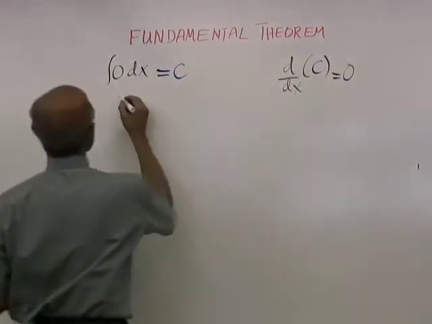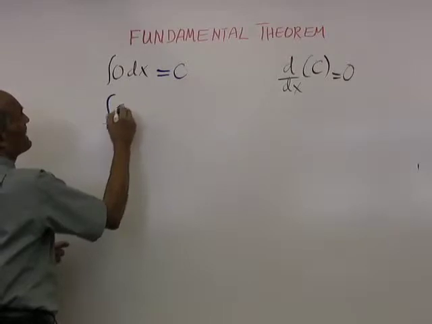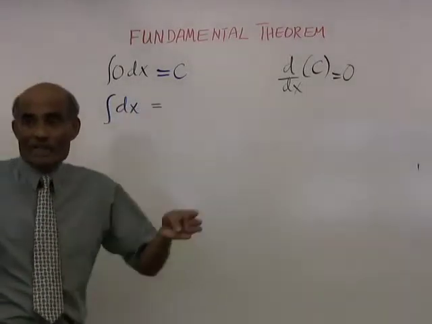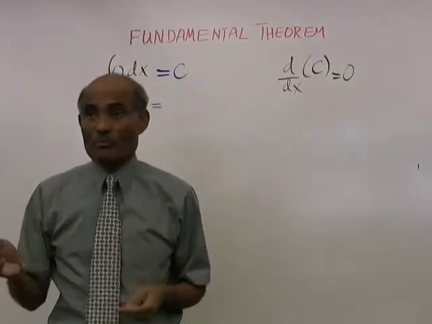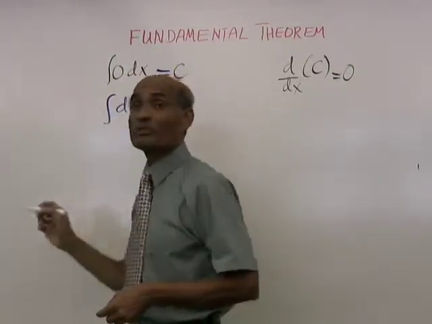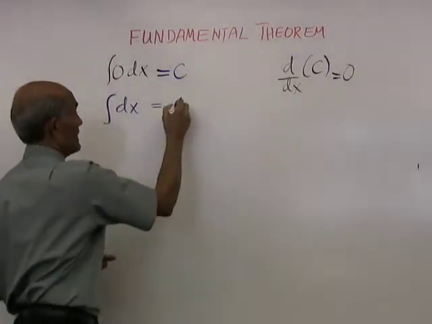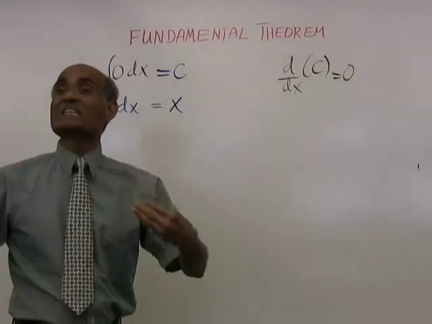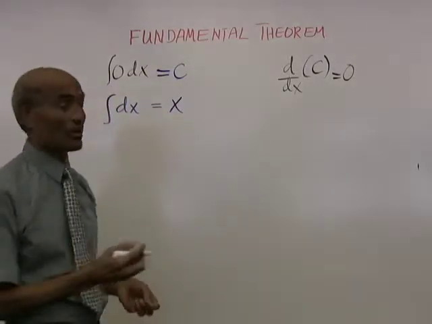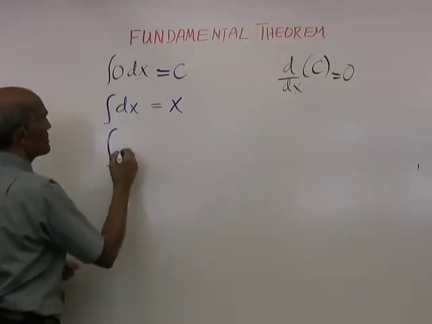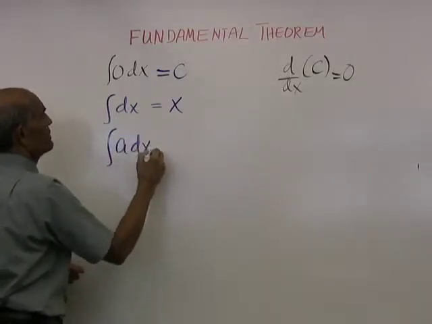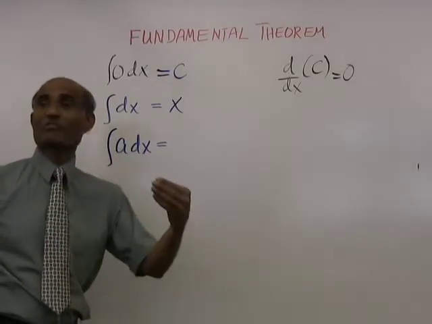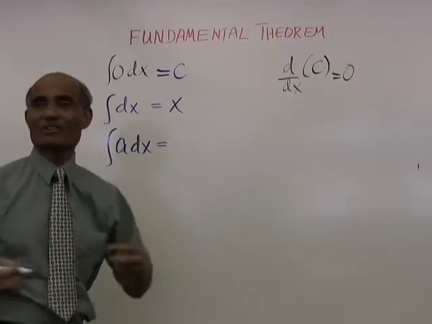Now, what is the integral of dx? Integrate means add them all up. Integrating dx will give you x. Integral dp will give you p. Integral dt will give you t, and so on. What is the integral of a dx, where a is a constant number? Integral 5 dx. Integral 7 dx.